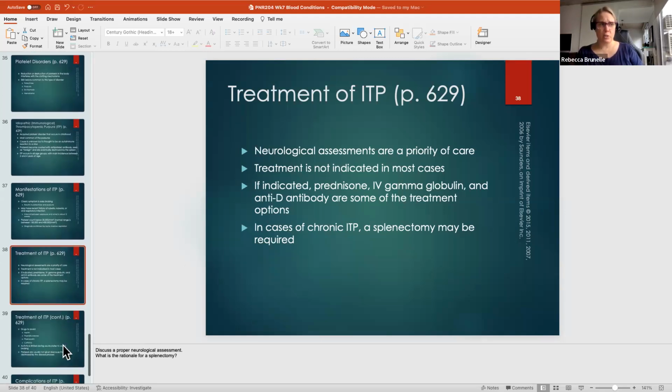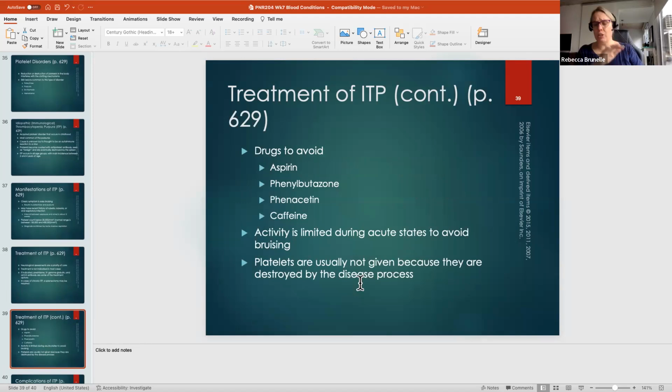Usually kids do not require hospitalization. They have this problem, it's self-limiting, and then it goes away in a couple of weeks. Occasionally they need to be admitted to the hospital to be monitored more closely.